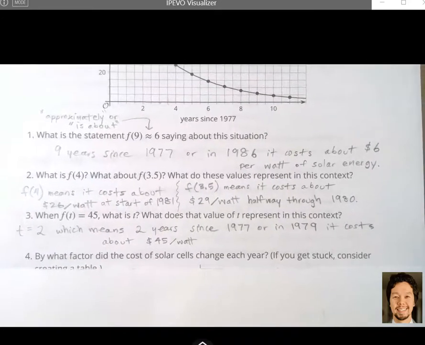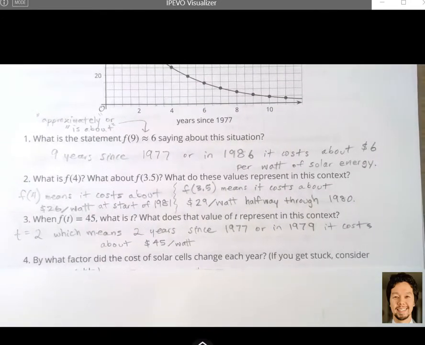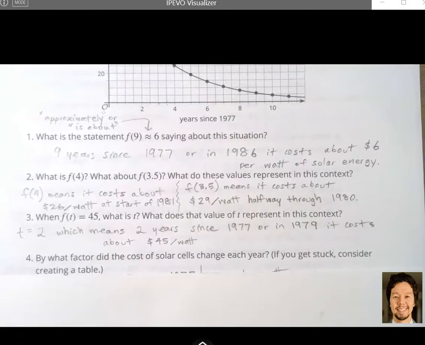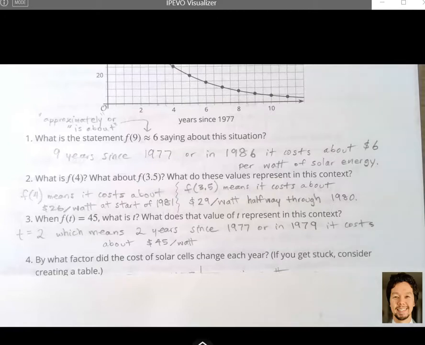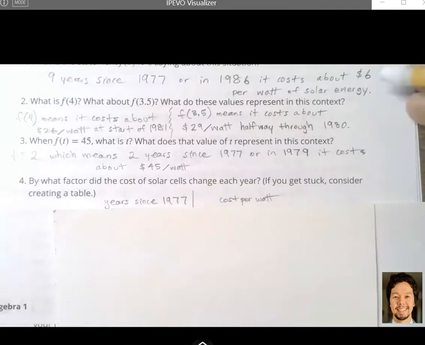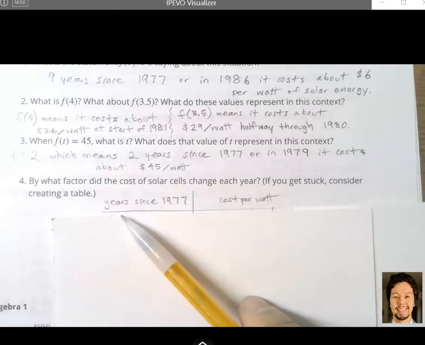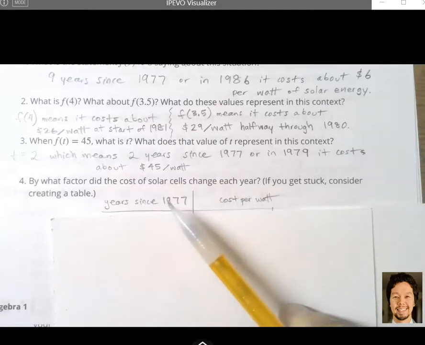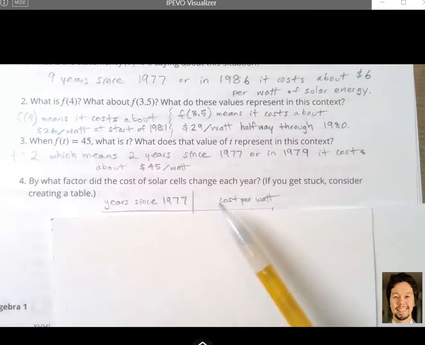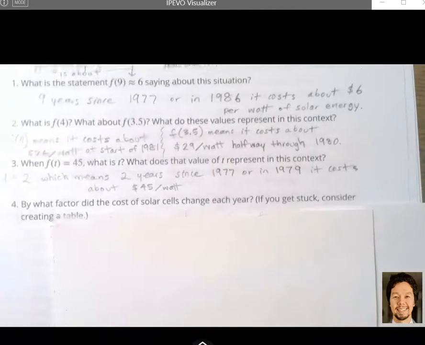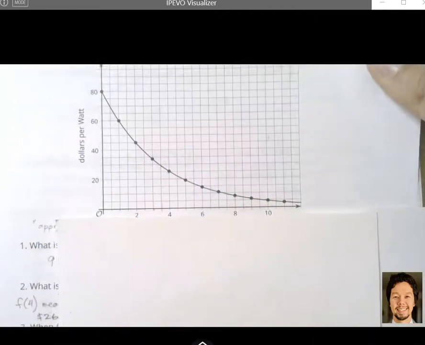Number 4, by what factor did the cost of solar cells change each year? If you get stuck, consider creating a table. Well, I'm not going to get stuck. I'm just going to go ahead and create a table right away. So here's my table. I've labeled it years since 1977 and cost per watt. This would be my input column and my output column. And I've really just gone through and written down all the ordered pairs that I see here.